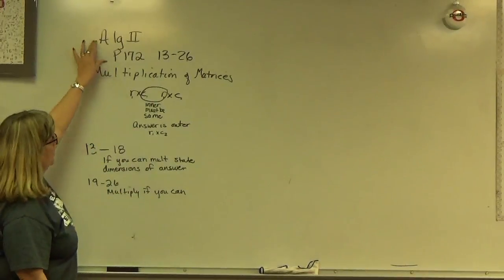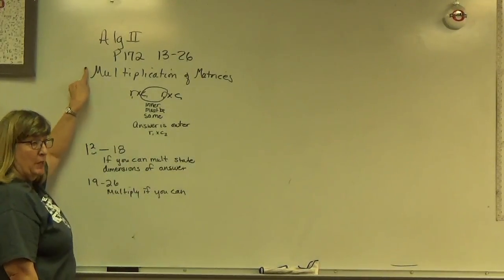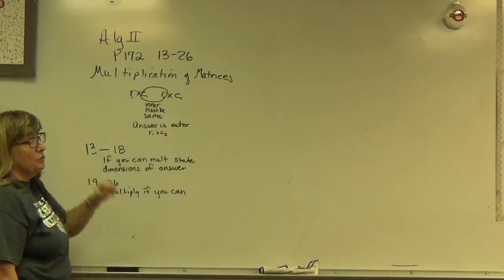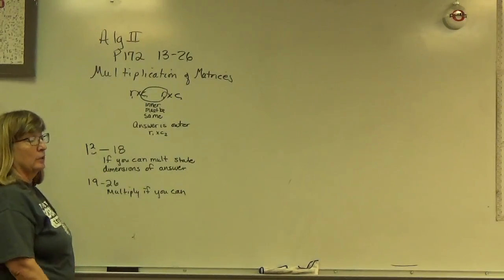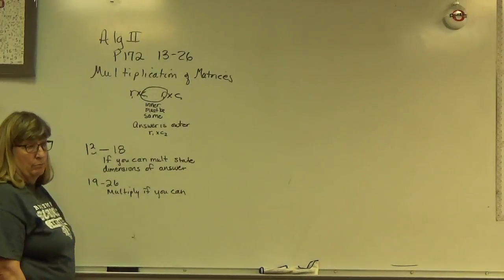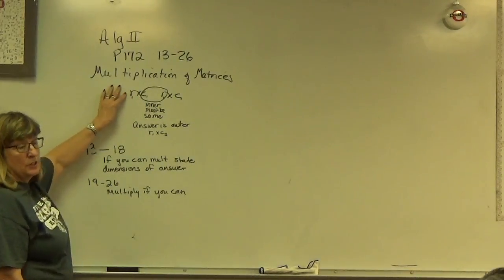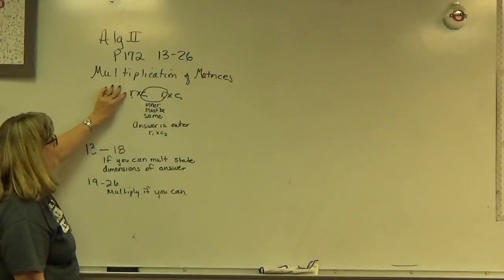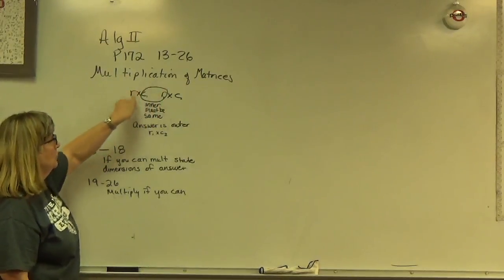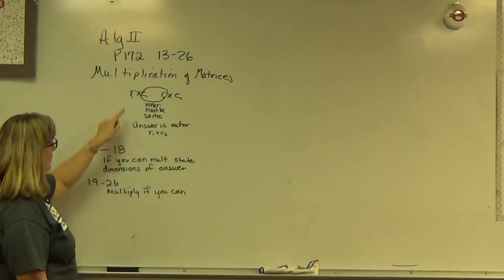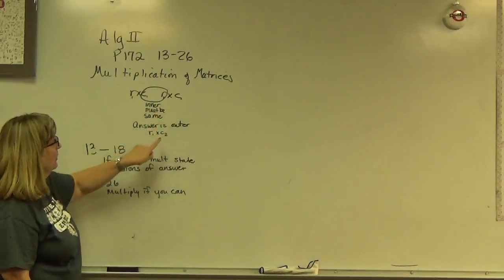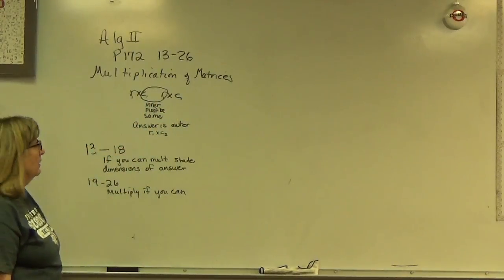Page 172, 13 through 26, is multiplication of matrices. Now, not all matrices can be multiplied. Commutative property doesn't work with matrices in multiplication, but you have to check to see if you can multiply. The way you check is by writing down the dimensions. If the inner two numbers are the same, you can multiply, and what's on the outer is going to be your answer's dimension.